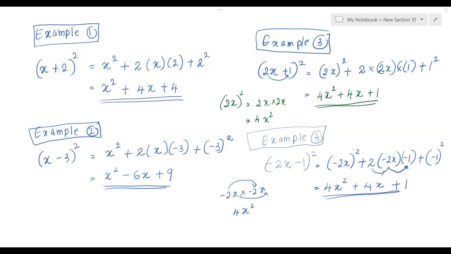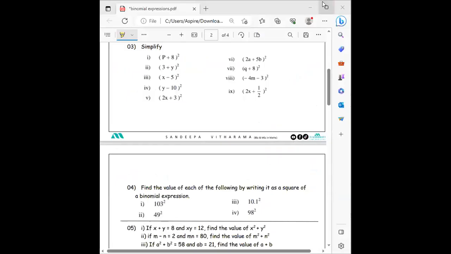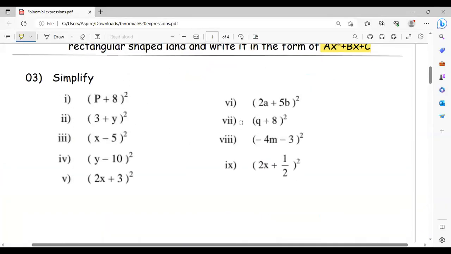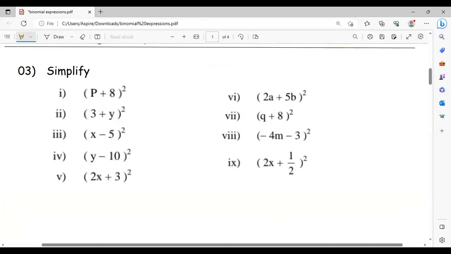Okay. Then let's move to the tutorial exercise. Try to obtain the answers at once, that means using only two steps. No need to expand this. You have to just simplify using the formula. That means take the square of the first term, two times the product of the two terms, and the square of the last term.